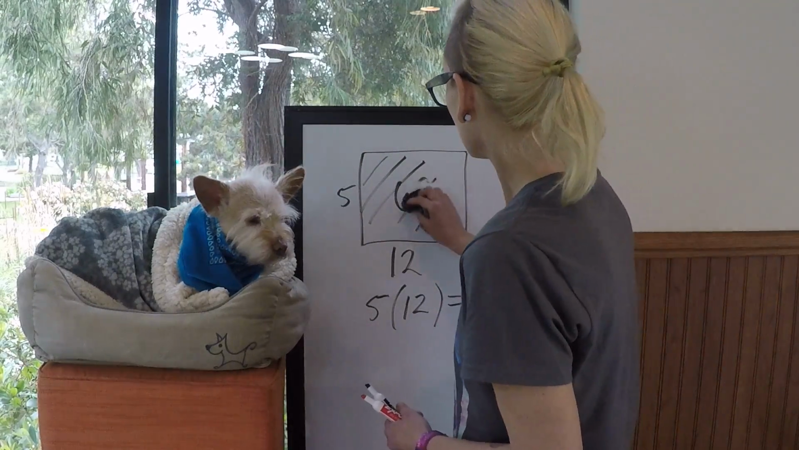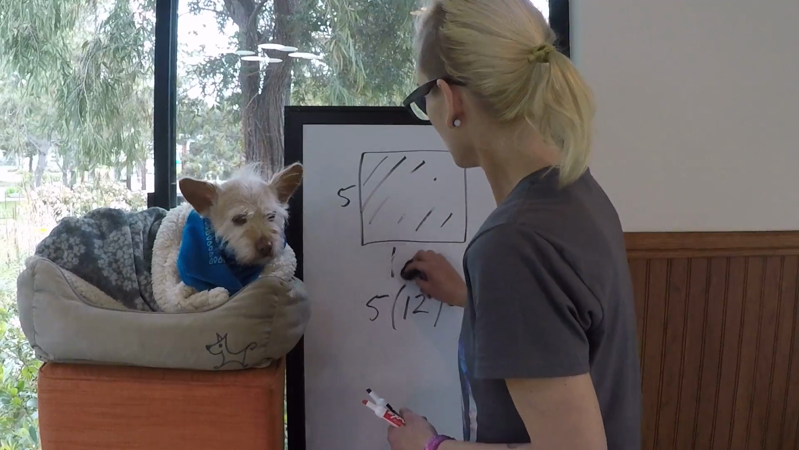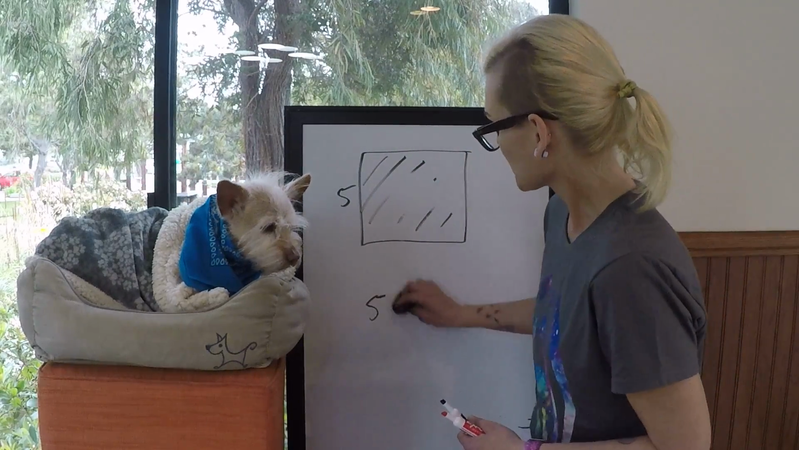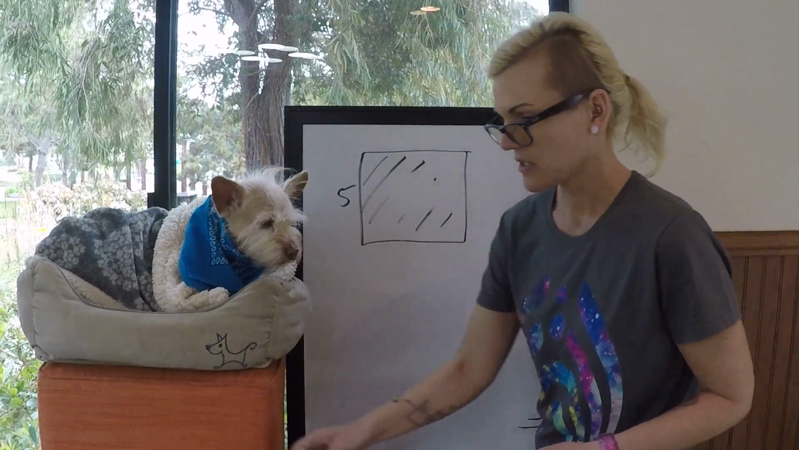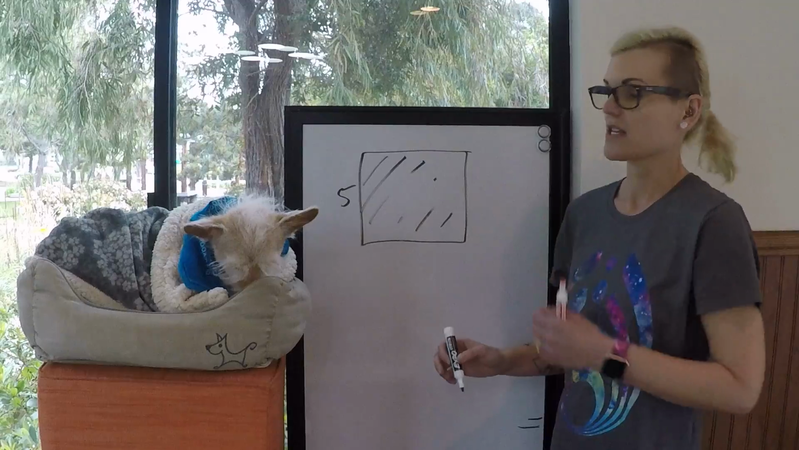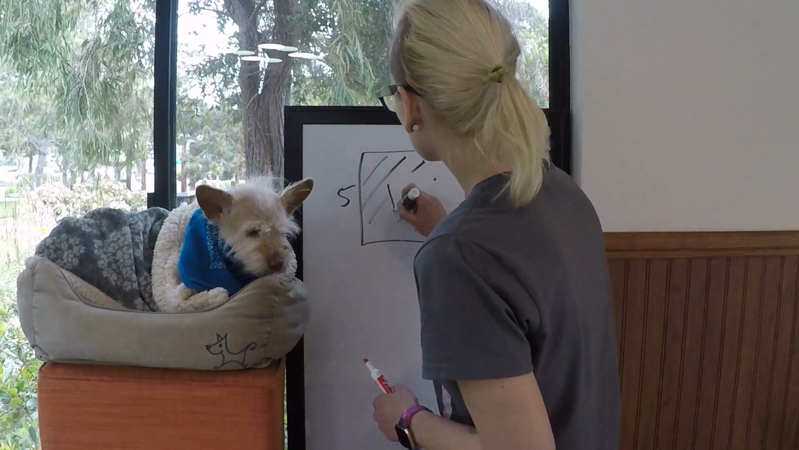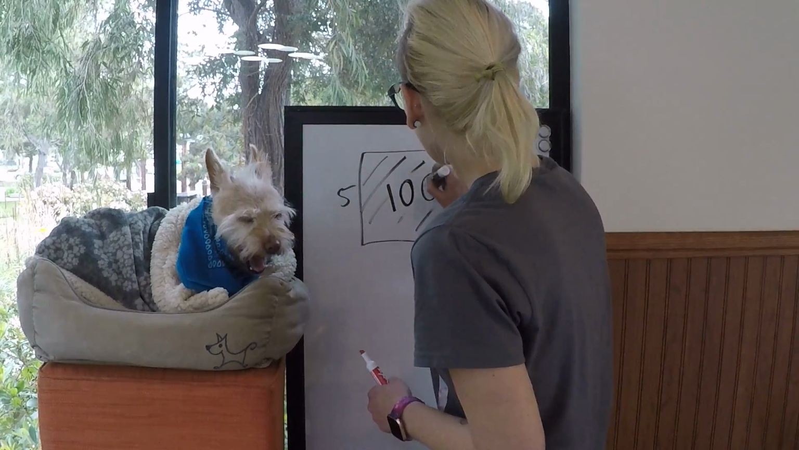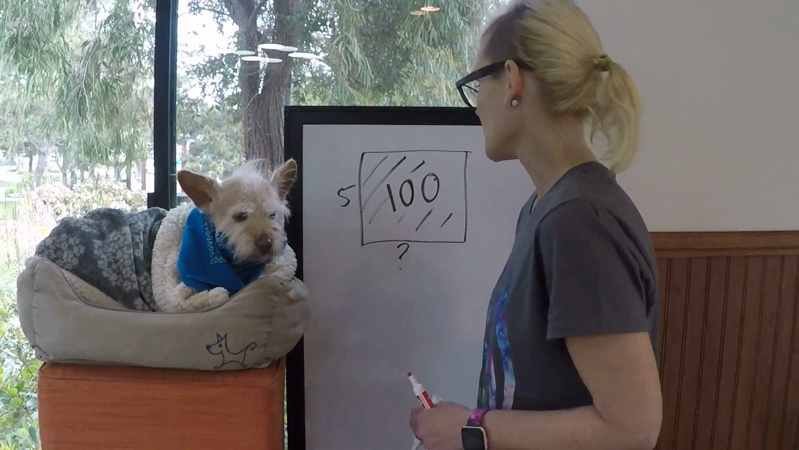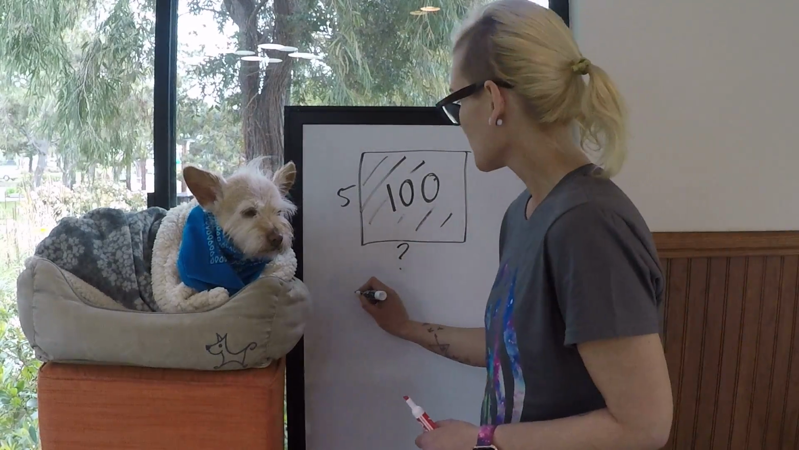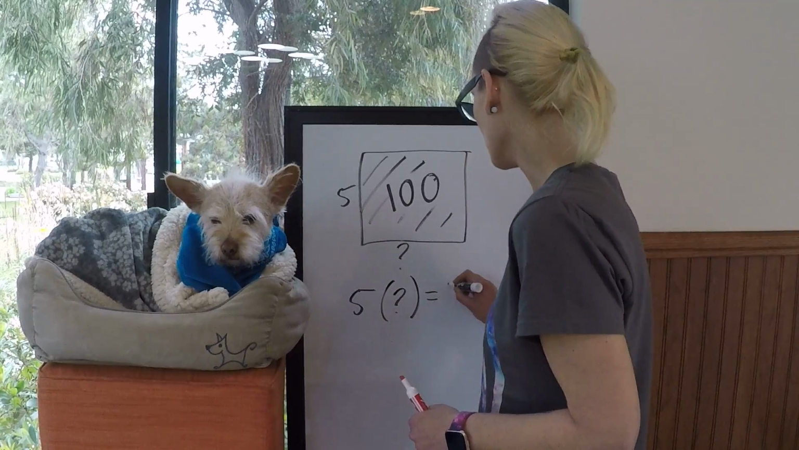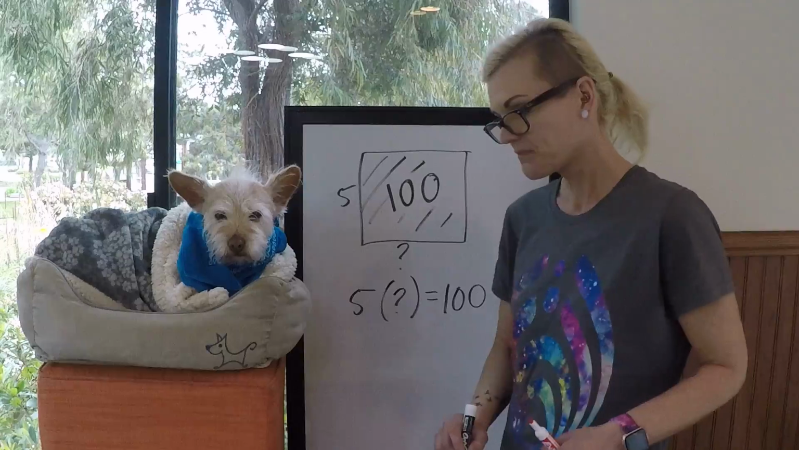Okay, so let's work backwards. Let's get rid of these. We're going to work backwards. And instead, I say to you, I have a rectangle. I know one side length is 5. I'm going to tell you now the area inside is 100. We don't know what this length is right here.